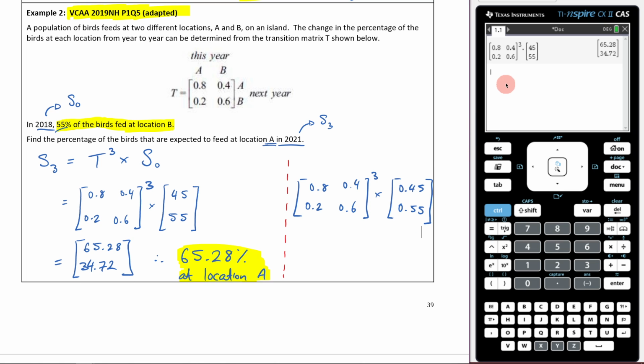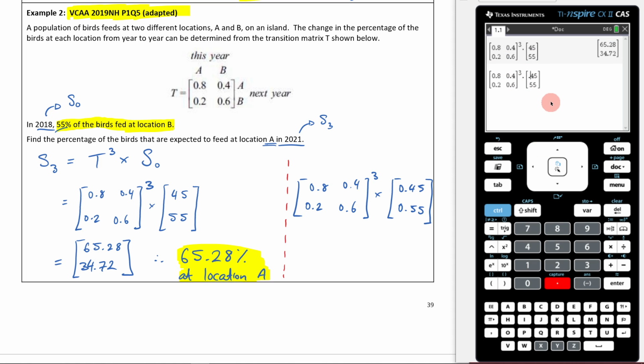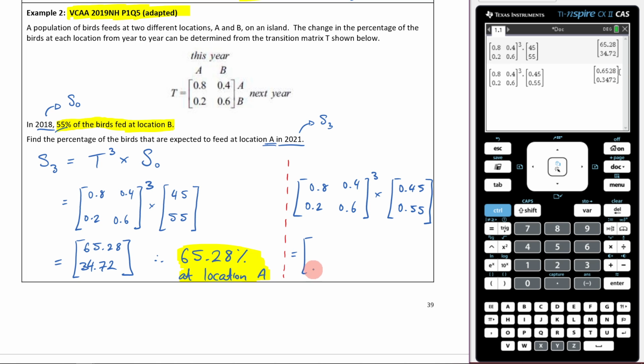And if you did that instead, now when we come up here and hit enter, what you're left with is 0.6528, 0.3472. And then you need to know that 0.6528 is the same as 65.28%, because it says find the percentage of the birds that are expected. That might be the only place where people get a little tripped up in thinking about what it means to go from percentages to decimals and treating them as whole numbers. But hopefully that makes sense in how you would approach this question.